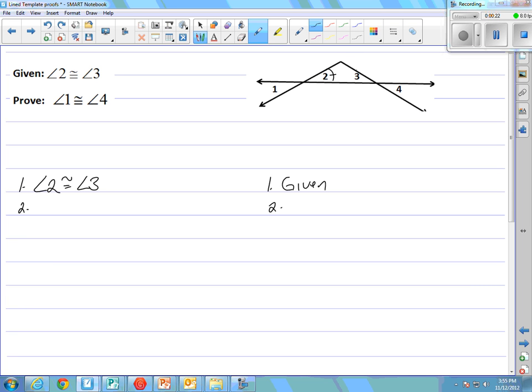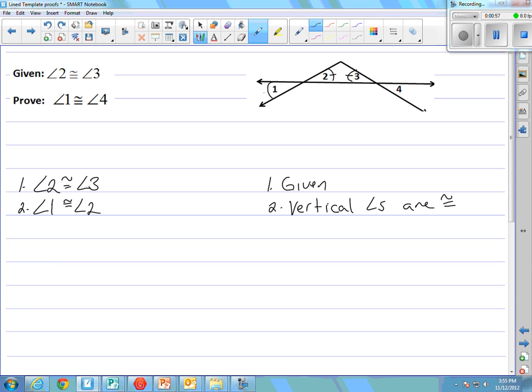Angle 2 is congruent to angle 3. Is there anything that our picture hides from us? When we look for things that are being hidden, we look for segments that are being shared by two triangles or two shapes, or we look for vertical angles. Here we recognize we should have vertical angles. Angle 1 and angle 2 are vertical from one another. So I need to write that angle 1 should be congruent to angle 2. My reason is that vertical angles are congruent.